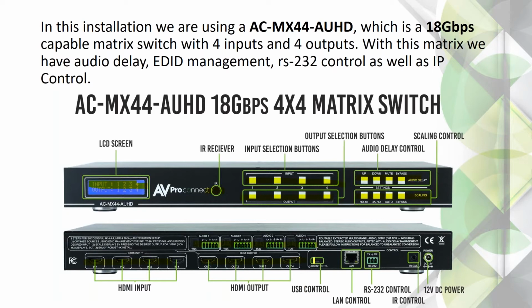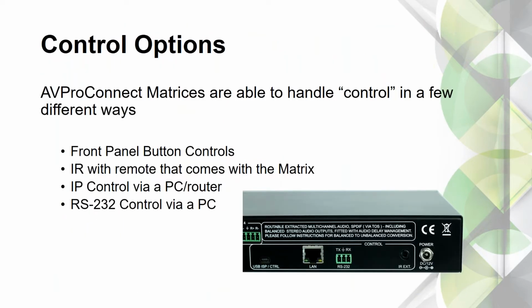If we kind of go across the front of this, we got our display panel. We have our IR receiver, so we can control it with a remote if we wanted to. We have our input buttons, our output buttons. We have our audio delay, our scaling. And then on the back, we have our ins, our outs, our audio breakouts. Each output or each connection has the potential of either an optical multi-channel or two-channel balanced or unbalanced stereo output.